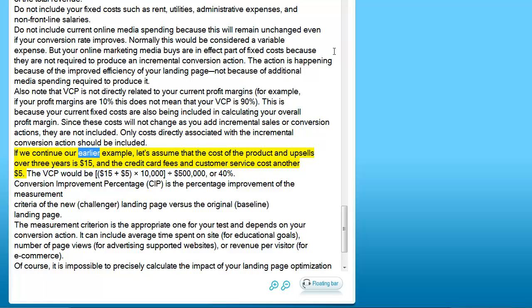If we continue our earlier example, let's assume that the cost of the product and upsells over 3 years is $15, and the credit card fees and customer service cost another $5. The VCP would be $15 plus $5 times 10,000 divided by $500,000, or 40%.